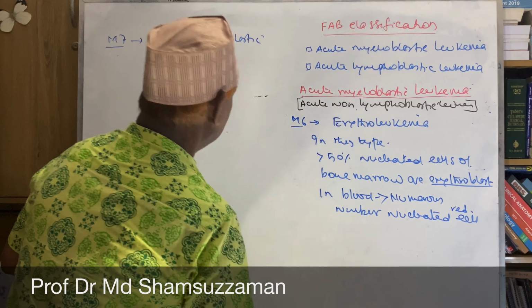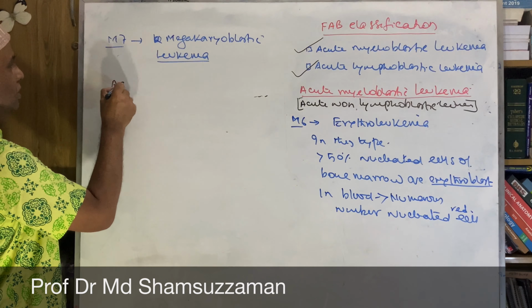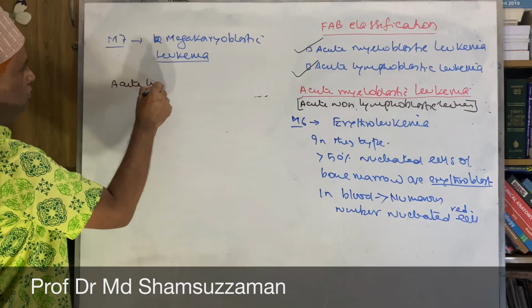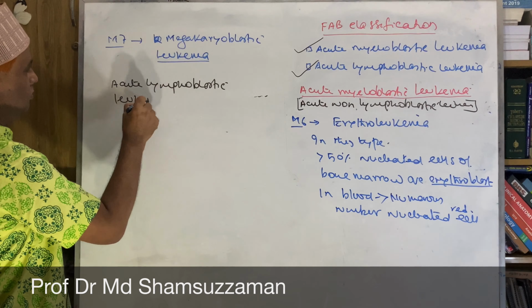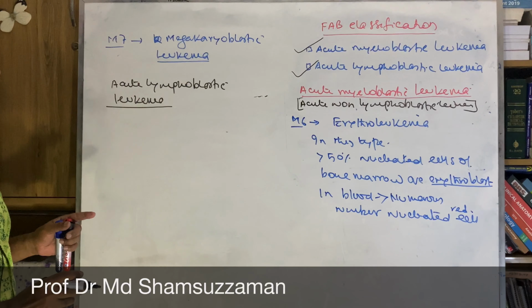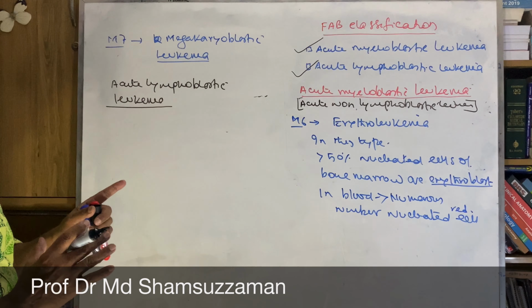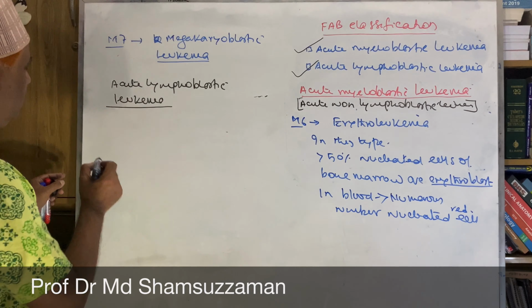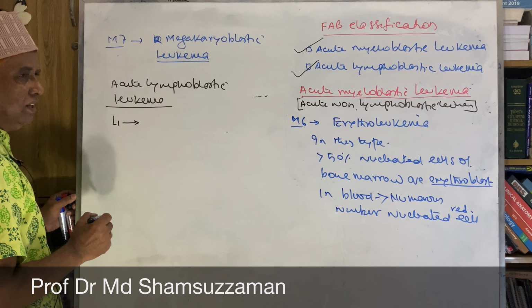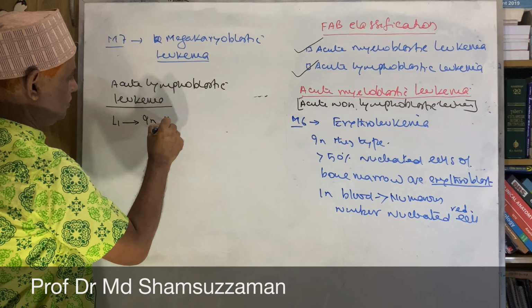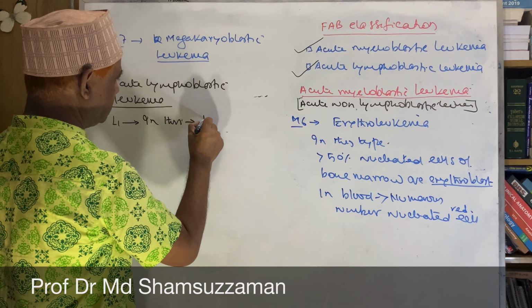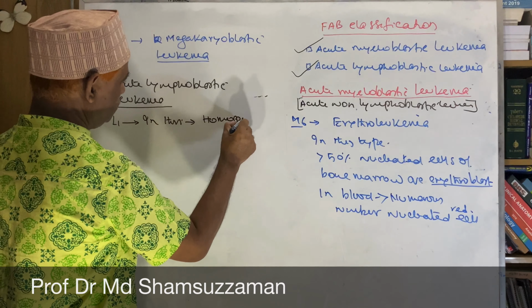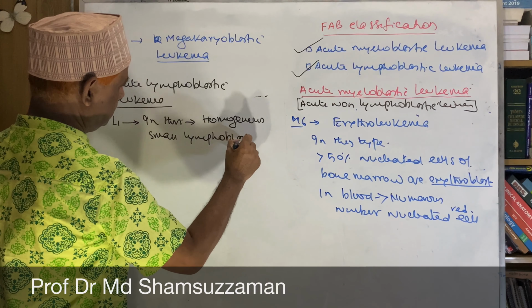Now come to acute lymphoblastic leukemia. In FAB classification, this is all about the acute myeloblastic leukemia. Now come to acute lymphoblastic leukemia in FAB classification. In FAB classification, acute lymphoblastic leukemia is classified as 3. Number one, L1 acute lymphoblastic leukemia. Here in this type, it is homogeneous. A small lymphoblastic leukemia.